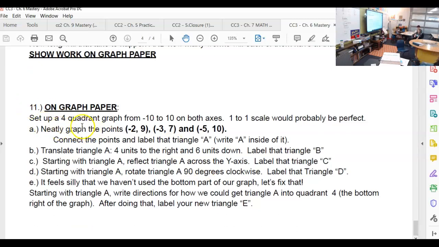Set up a 4-quadrant graph, graph these points, and then do what it tells us to. I specifically tell you to keep starting back at triangle A, because I know we had some confusion on homework problems about, like, wait, am I starting back at the beginning, or am I using the thing I just moved? We're going to keep starting at A. And that's your test.